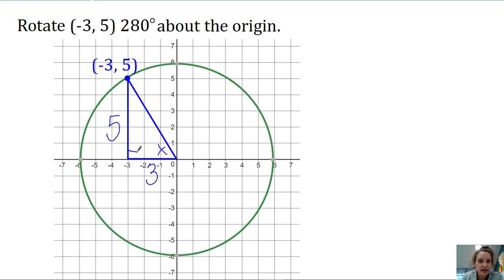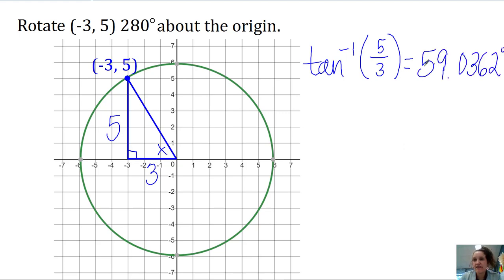If this is a right triangle and I know two of the sides and I'm looking for a missing angle, I'm going to use an inverse trig function. That's what I use to find missing angles. If this angle is x, 5 is my opposite side and 3 is my adjacent side, so I'm going to use inverse tangent. Tangent inverse of 5 over 3. I'm going to make sure that my calculator is in degree mode, and I type that in to get 59.0362 degrees.